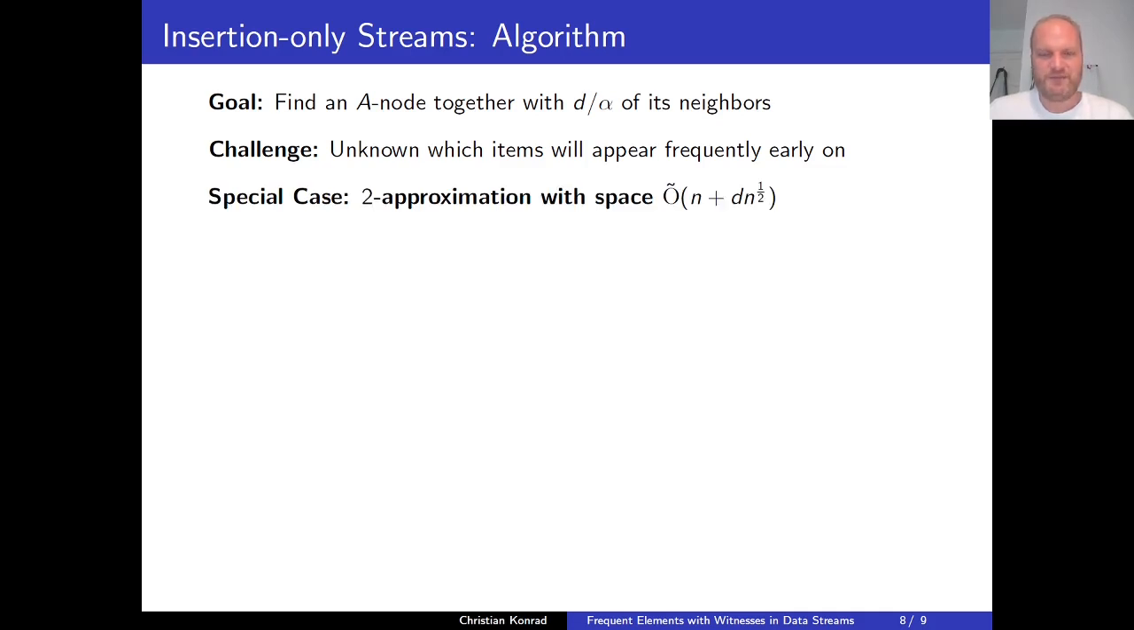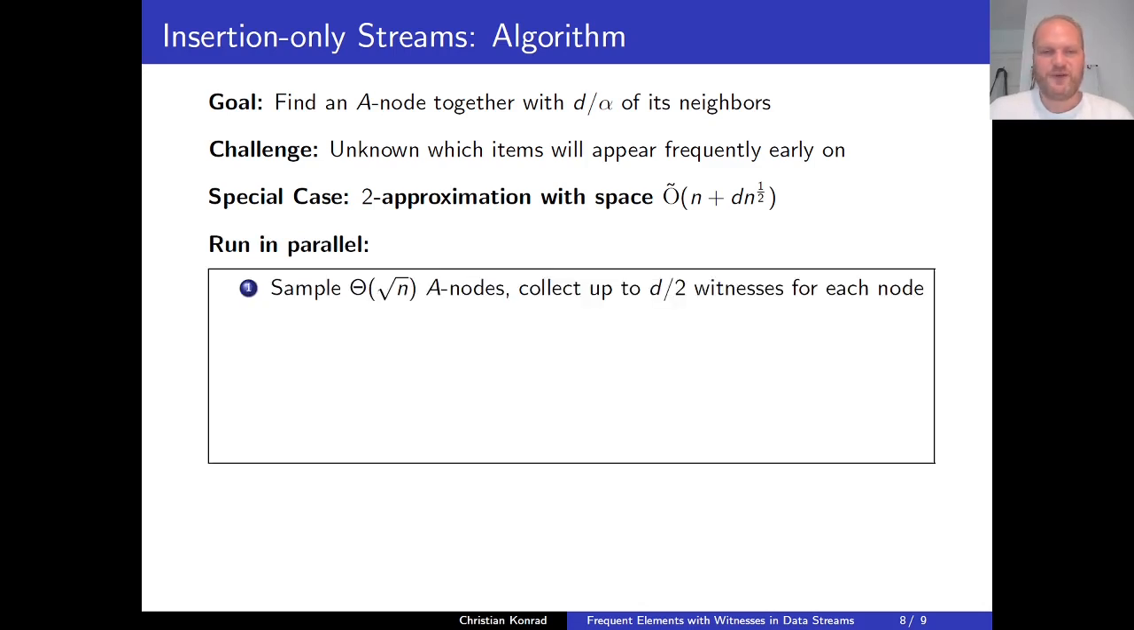We look at a 2-approximation for this problem with space n plus d times root n. So then we run in parallel the following 2 strategies. First strategy, we sample roughly root n A nodes, and we simply collect up to d/2 witnesses for each of these nodes. Now, when would this strategy succeed? Well, it would succeed if there are enough nodes of degree at least d/2. So if there are Omega of root n nodes of degree at least d/2, then with high probability, we would sample one of these nodes and we're done.